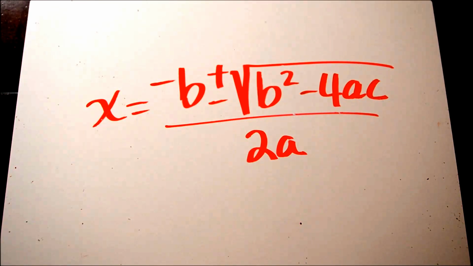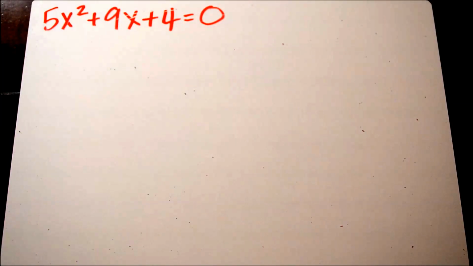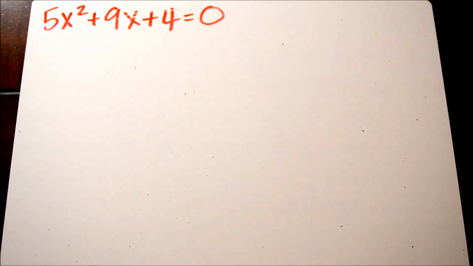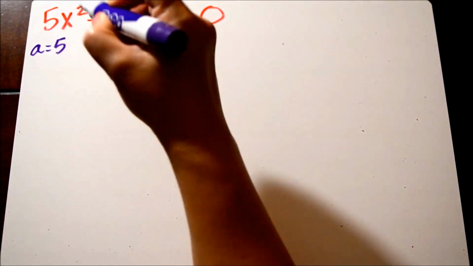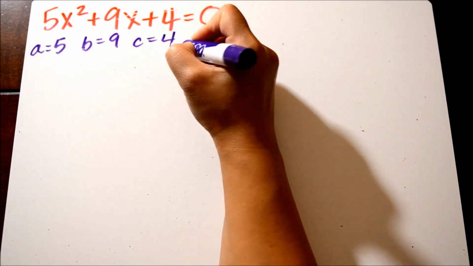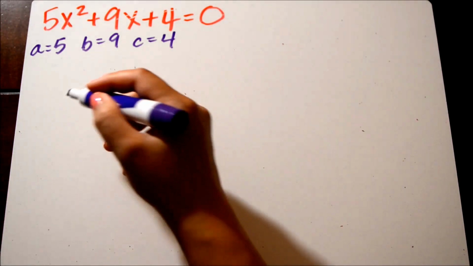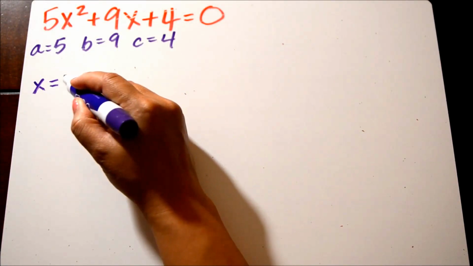And it involves knowing what your A value, B value, and C value of an equation are. So here we have an equation written in standard form, so we don't have to manipulate anything to set it equal to 0. Our A value is the value attached to our x squared. So here our A value is 5. Our B value is the number attached to x, so that's 9, and our C value is our constant, which is 4.